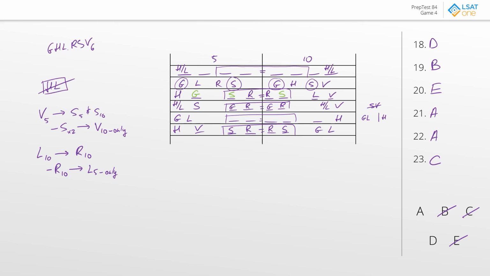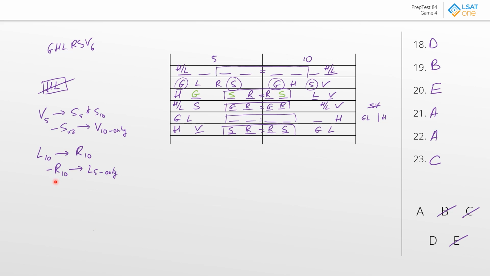Just in case though, let's take a quick look at the other one. So we had answer choice D. Could we have H and R as the two singles on the 5 side? Well, actually, I guess one thing that gets triggered is that if H and R are your singles, that would mean that R is not on 10, because by definition, H and R are singles on 5.